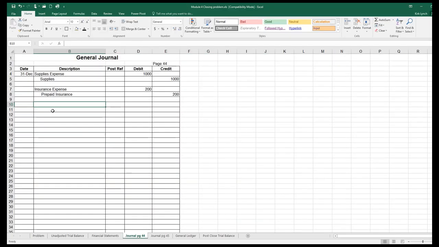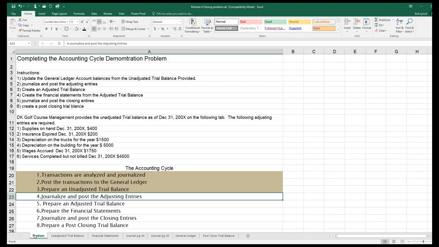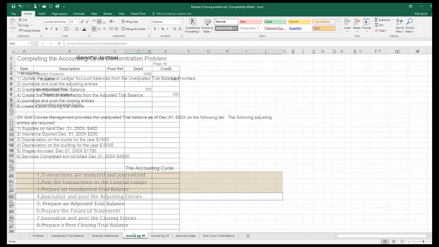So we'll get over here and do depreciation expense for trucks, and that was, I've got to go look already, that was for $1,500.